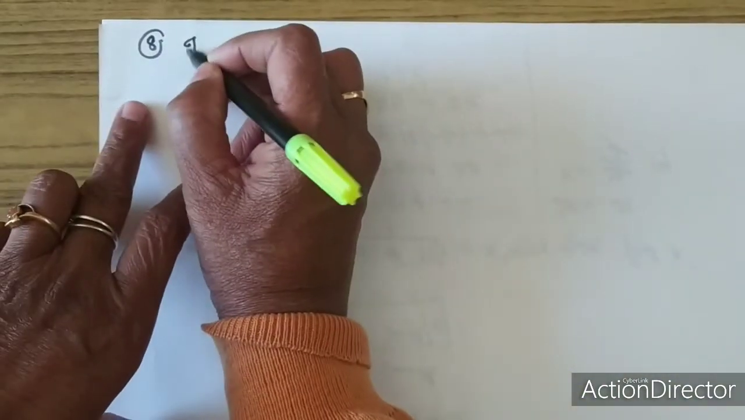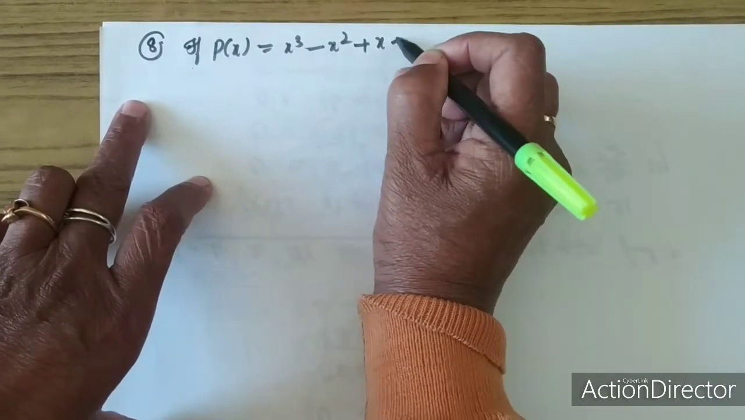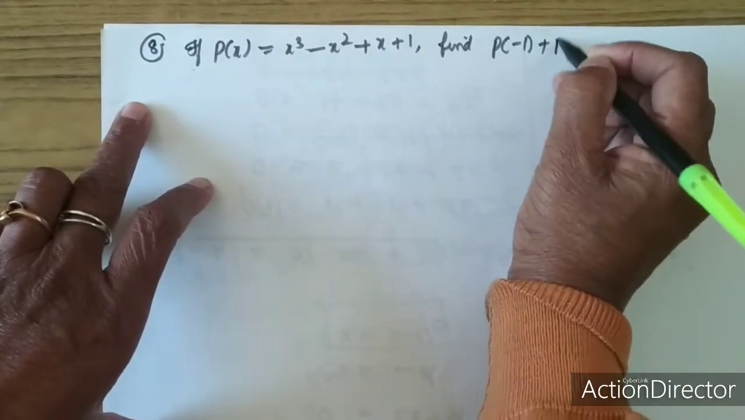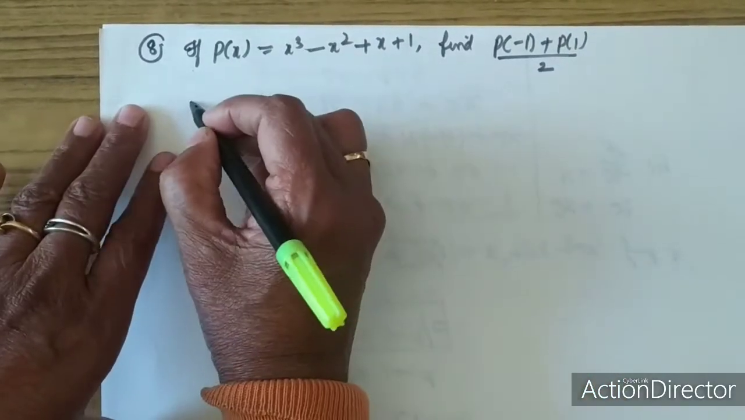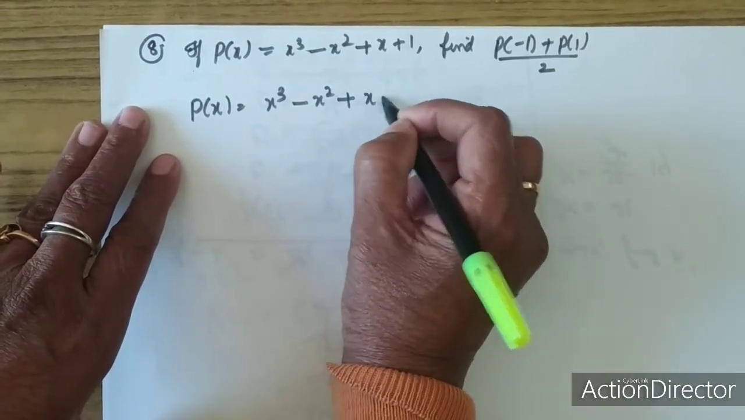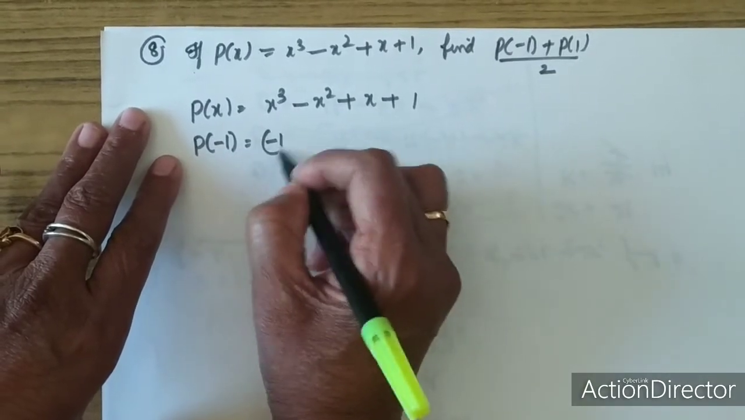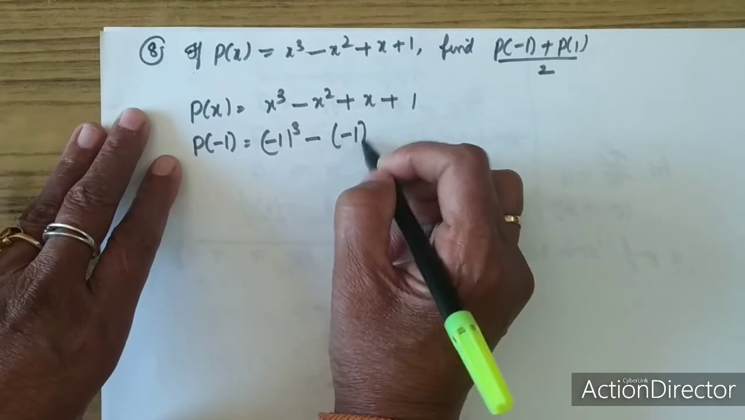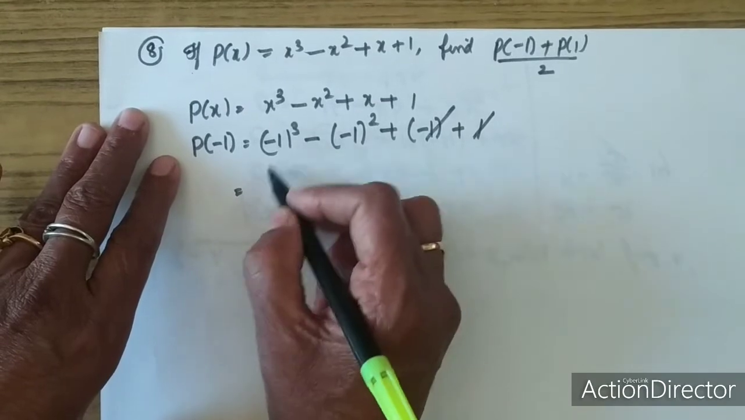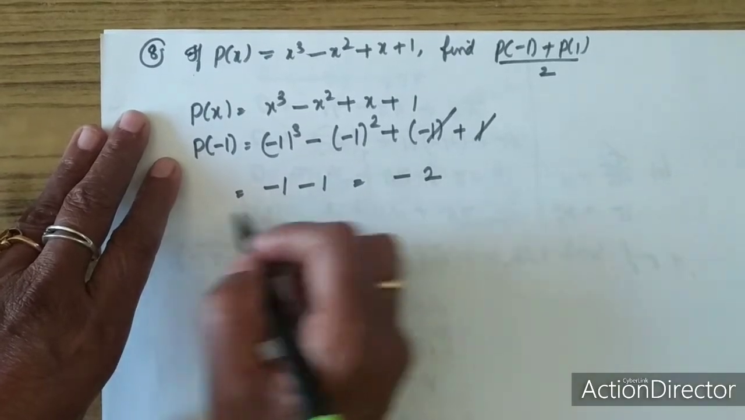If p of x is equal to x cube minus x square plus x plus 1, you have to find p of minus 1 plus p of 1 upon 2. So, you are given p of x is equal to x cube minus x square plus x plus 1. So, you find first p of minus 1. P of minus 1 is equal to minus 1 whole cube minus minus 1 whole square plus minus 1 plus 1. This plus 1 and minus 1 will get cancelled. So, minus 1 whole cube will give me minus 1 and minus 1, which is equal to minus 2.